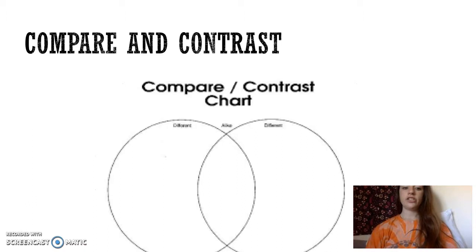Now here is a chart. I'll point on the board and let them know that the middle portion is what's alike, and the outsides are what are different between the two things.